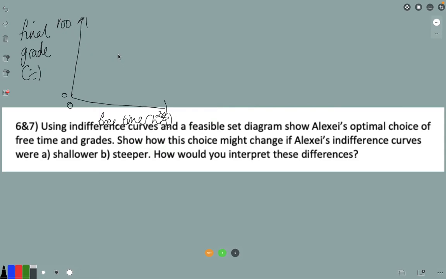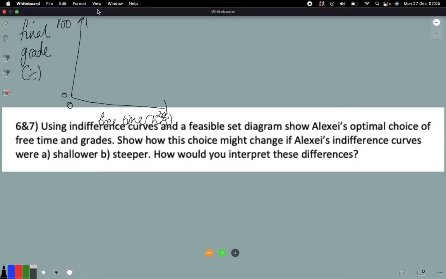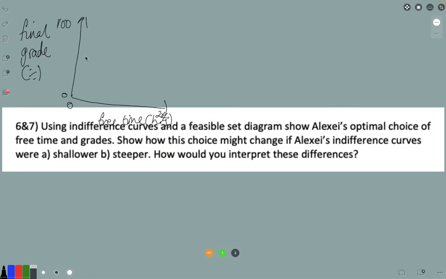Now, in the core textbook, they actually draw your feasible frontier, or your production possibility frontier, whatever you remember it as. They actually drew it from 90 to 24. I don't particularly like that, purely because it means that no matter how much time I put into studying, it's telling me I can't get 100%. Let's be optimistic and say I can get that.